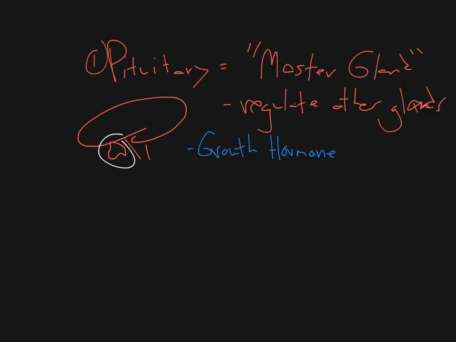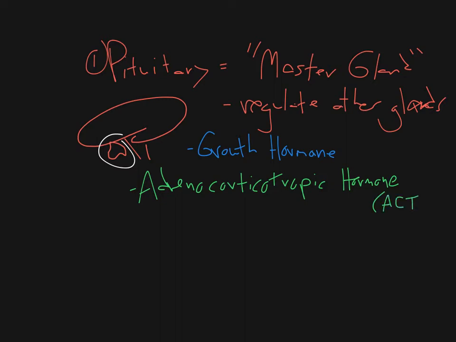Now, the second one we'll mention, it's a really big word here, is called adrenocorticotropic hormone. So adrenocorticotropic hormone. Thankfully, we have an abbreviation, and that's ACTH. Now, what adrenocorticotropic hormone does is it stimulates the adrenal glands that we mentioned a second ago. So we'll come back to this one here in a minute.